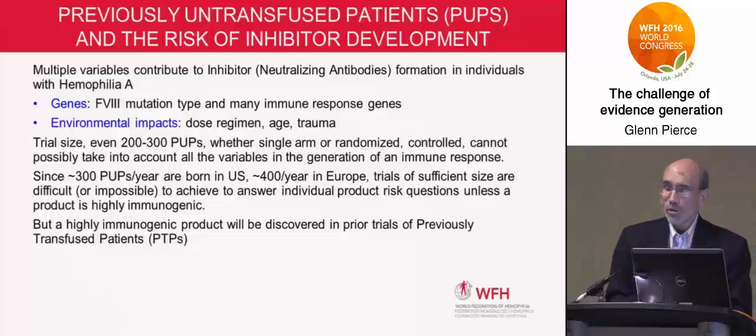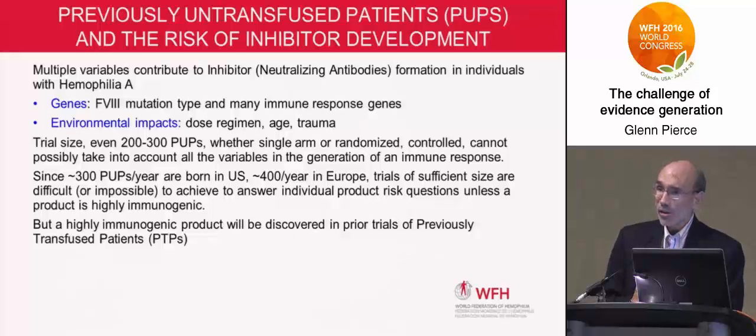So let's turn to a few examples. I introduced the concept of previously untransfused patients and the risk of inhibitor development. We know from some excellent work that has occurred over the past 10 or 15 years what many of the risks are for inhibitor development on a population basis. We don't, unfortunately, know what it is on an individual patient basis.